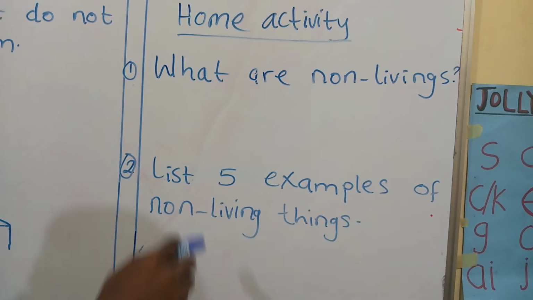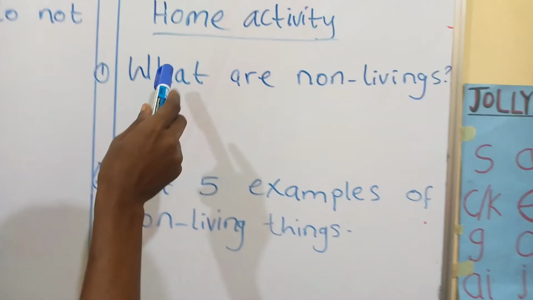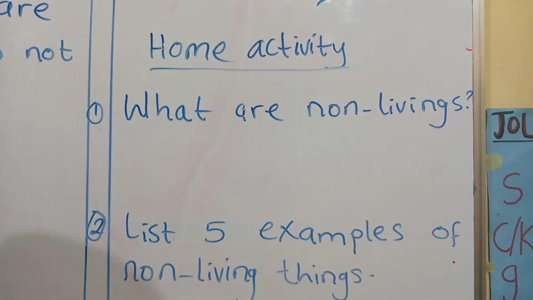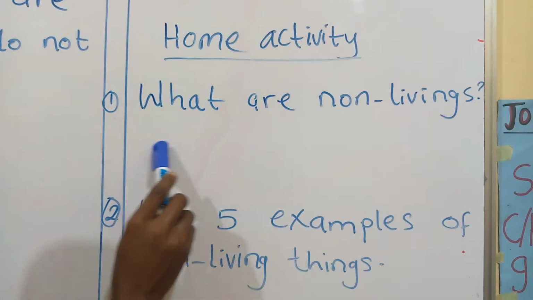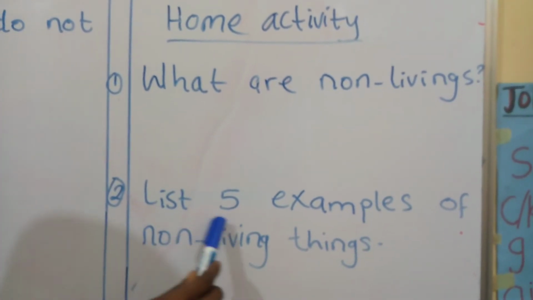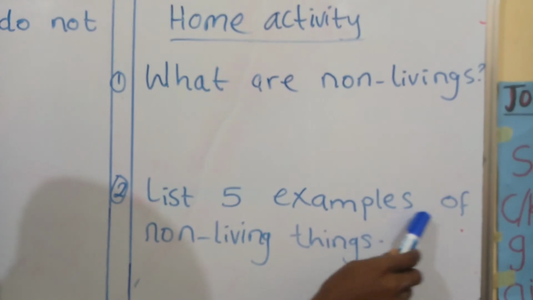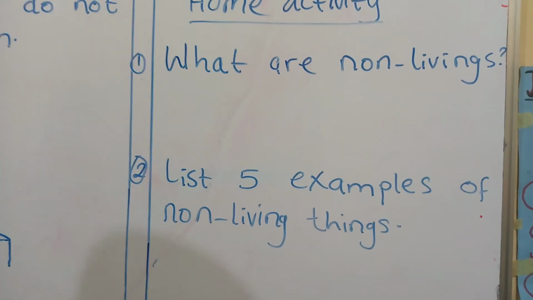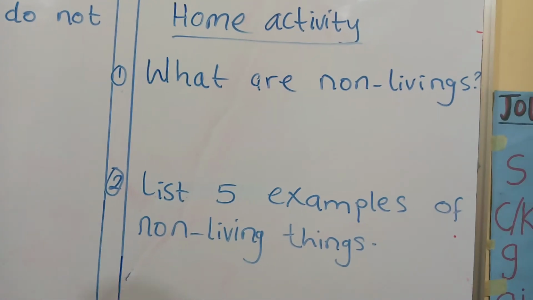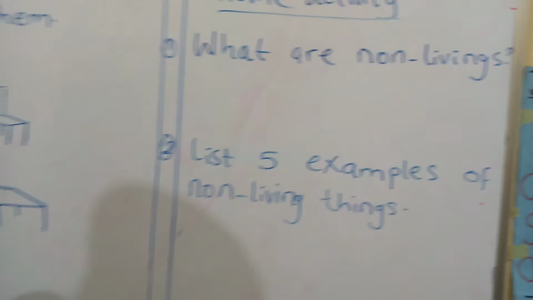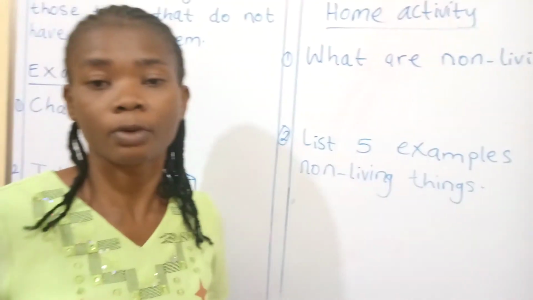Now, this is your homework. Number 1 says, what are non-living things? You write it in the space that I've given. Number 2 says, list 5 examples of non-living things. I've given you more than 5 examples of non-living things. You can as well list more than 5 if you care.